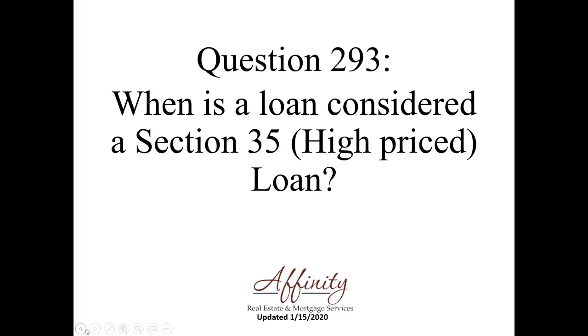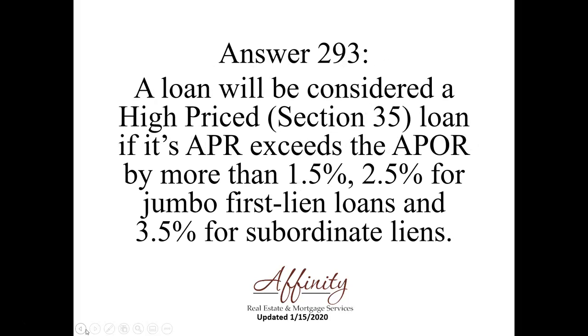Question 293. When is a loan considered a Section 35 high-priced loan? A loan will be considered a high-priced loan, Section 35 loan, if its APR exceeds the APOR by more than 1.5%, 2.5% for jumbo first lien loans, and 3.5% for subordinate loans. Section 35 loans are the high-priced loans with the lower numbers.